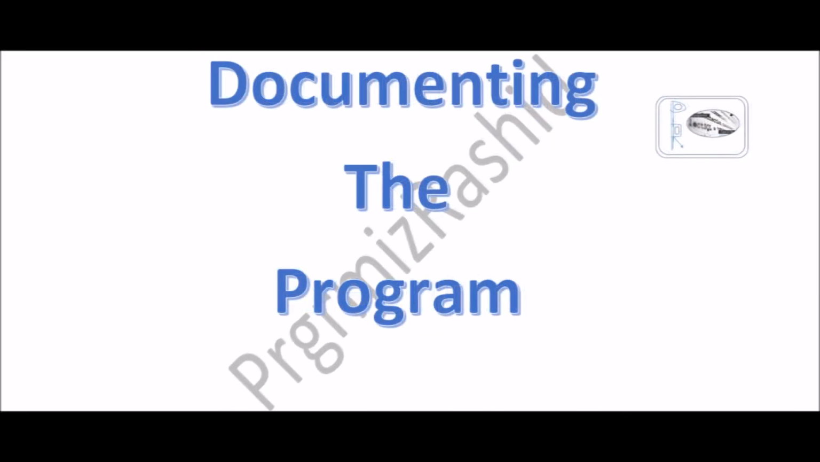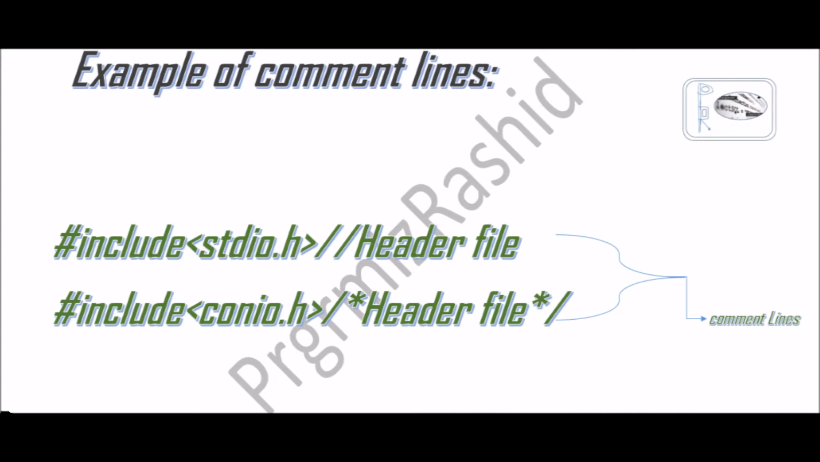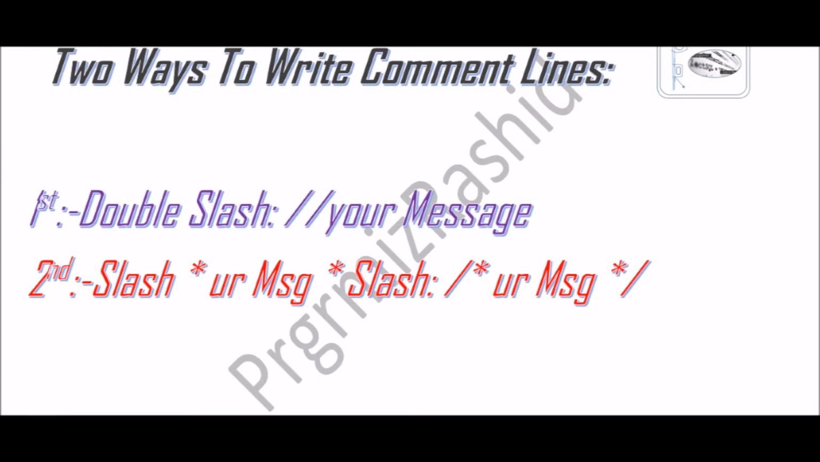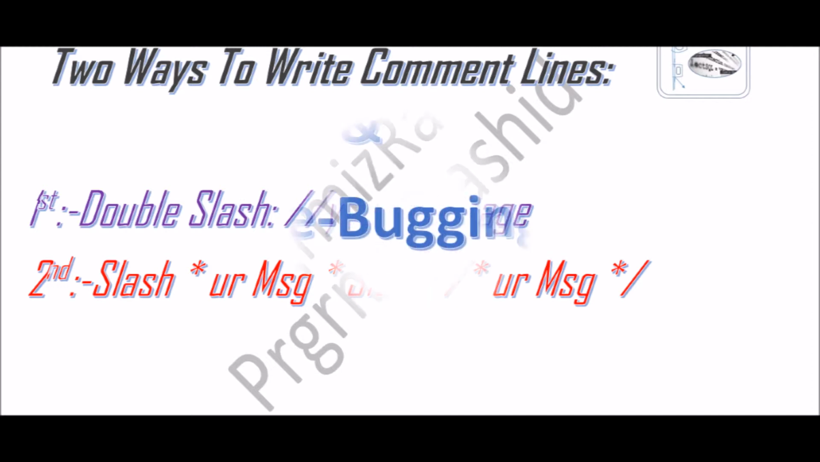And the next one is documenting the program. We use comment lines in the program anywhere to explain the program to the user, but these comment lines are not necessary. I will show you the example of comment line. As you can see, you can write the comment line as given below. And also there are two ways to write a comment line. The first one is double slash and your message, and the second is slash star your message star slash. So it's all about documenting the program.